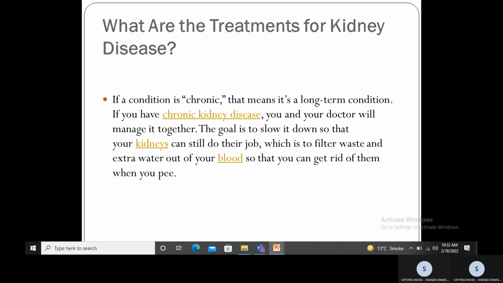And the next slide, the treatments of kidney diseases. What are the treatments for kidney diseases? If a condition is chronic, that means it is a long-term condition. If you have chronic kidney disease, you and your doctor will manage it together. The goal is to slow it down so that your kidneys can still do their job, which is to filter waste and extra water out of your blood so that you can get rid of them when you pee.